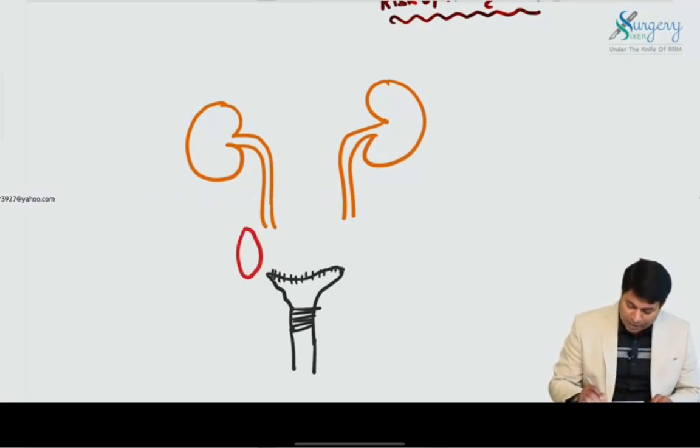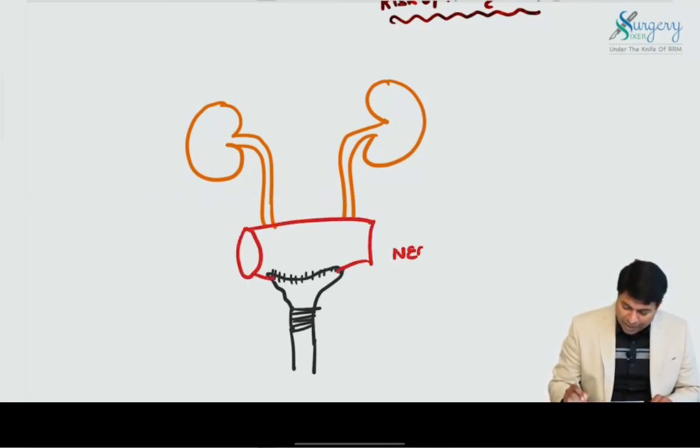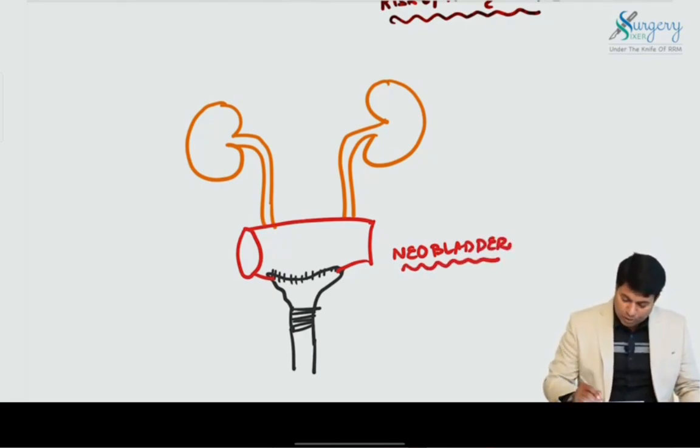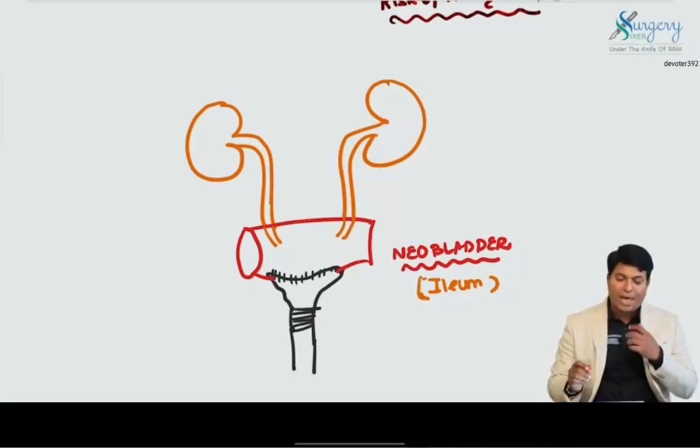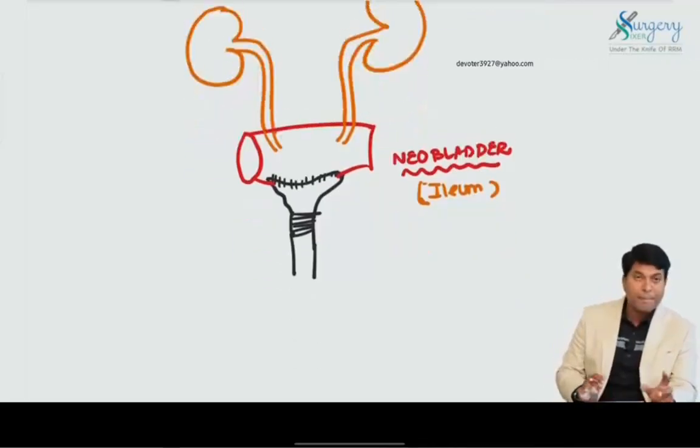Now we bring a segment of ileum like this, and we create a new bladder. The ureter can be put into this like this. So this is a new bladder creation using ileum. Using ileum, we can create a new bladder like this. So this is another procedure, if the membranous urethra is not infiltrated.